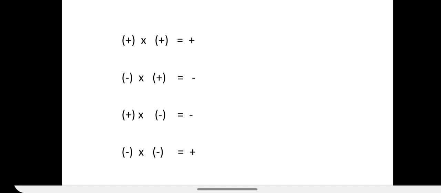Always remember, plus into plus becomes plus. Which operation to carry out? Addition. Negative into positive becomes negative. Positive into negative becomes negative. And negative into negative becomes positive.